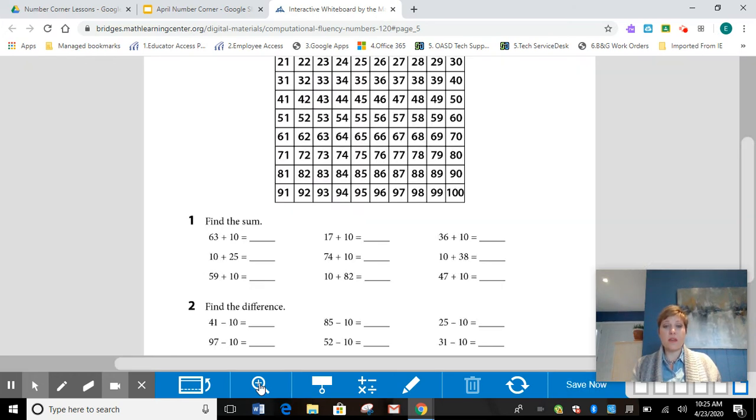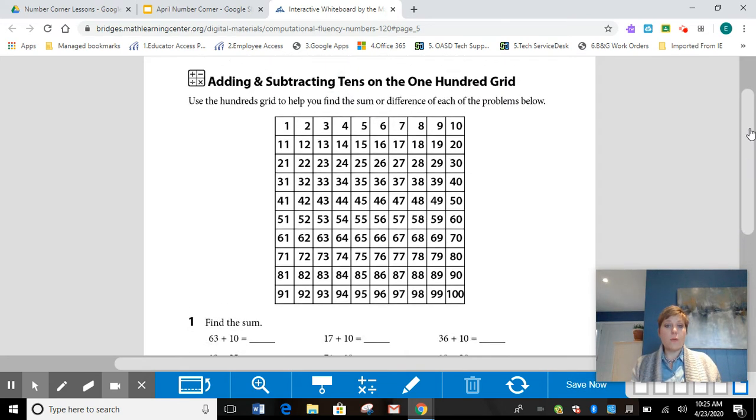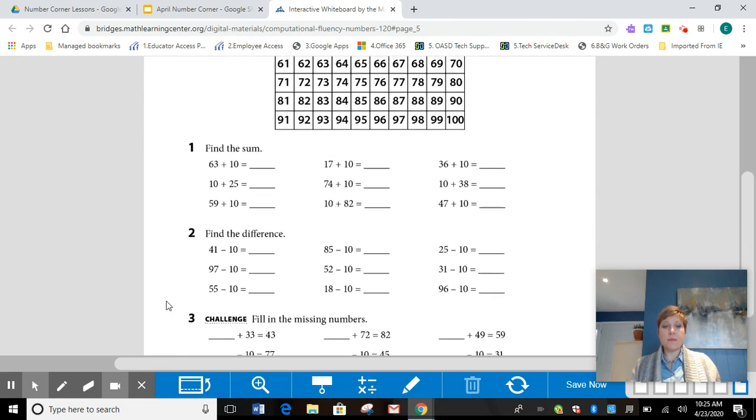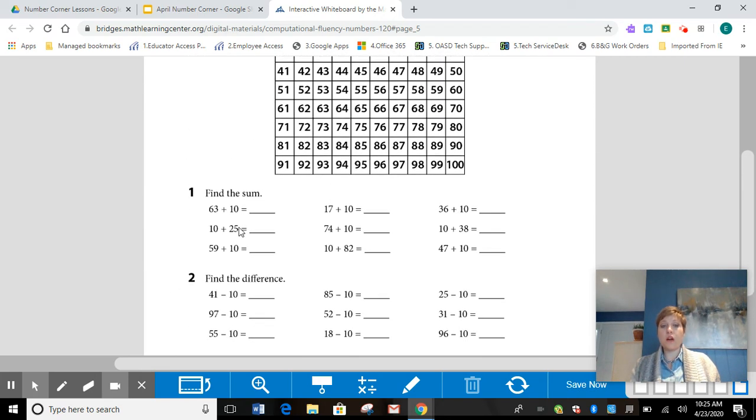But I'm going to zoom in quick so we can take a look at the different sections up close. Now, this number grid is here to help you out. It is a resource for you. Your big job comes down below when you are solving these different equations. You're either going to be adding groups of 10 or you're going to be taking away groups of 10.